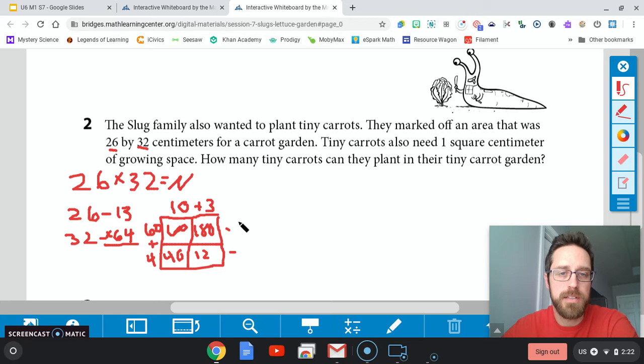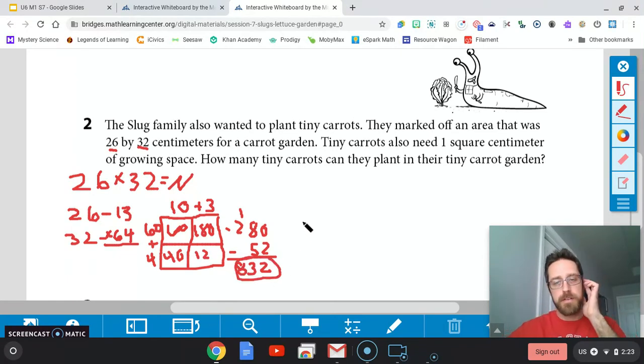Well, 600 plus 180 is 780. 40 and 12 is 52. Then if I add that together, 8 plus 5 is 13, so that'd be 832. Now, let's just look and try doing it the other way.